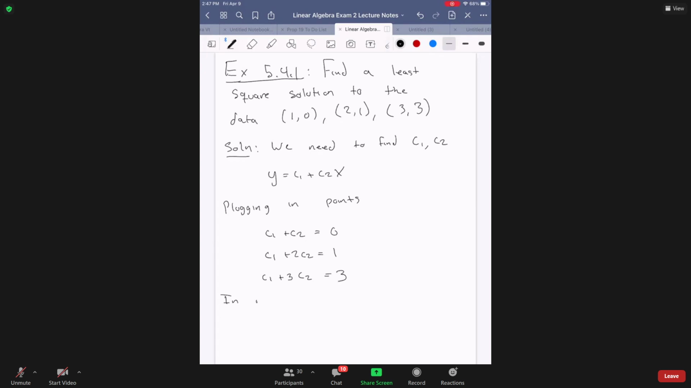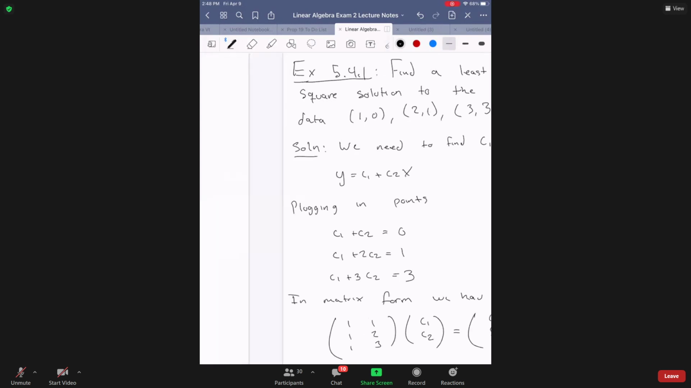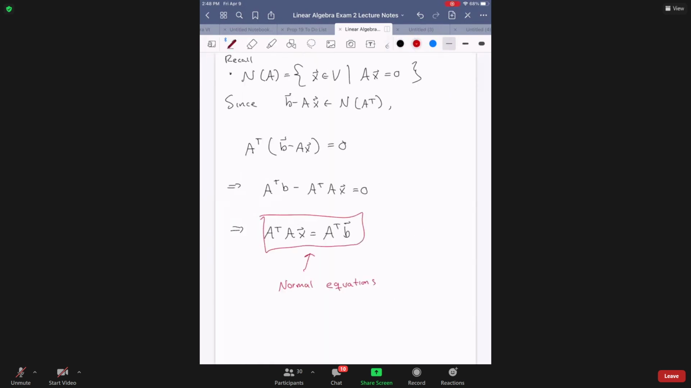In matrix form, we have the matrix 1, 1, 1, 1, 2, 3 times C1, C2, and this is going to equal 0, 1, 3. So from here, what is A, by the way? A is that coefficient matrix, right? The 1, 1, 1, 2, 1, 3. So according to my derivation over here, we need to solve this. So take the transpose and multiply everything out.